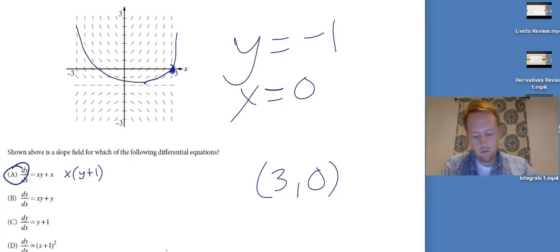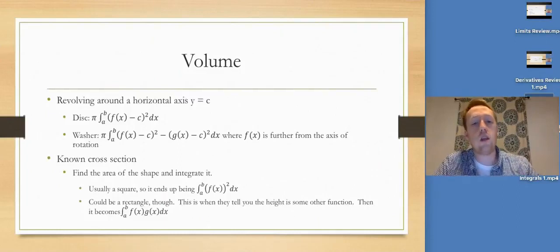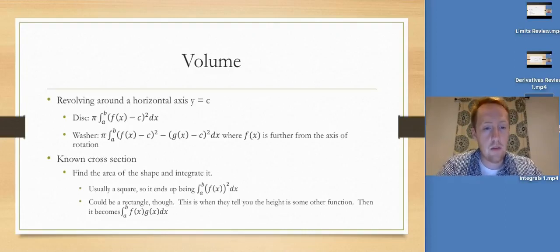All right, volume, everyone's favorite thing. If we're revolving around a horizontal line, or horizontal axis like y equals c, then we're going to use the disk method. So that's pi r squared. I pulled the pi out in the integral that you see on the paper, or on the slide, or video, whatever you want to call this. And then I did f of x minus c quantity squared. That's the radius, f of x minus c. And it doesn't matter if you do c minus f of x because you're squaring it. It's going to end up being positive anyway.